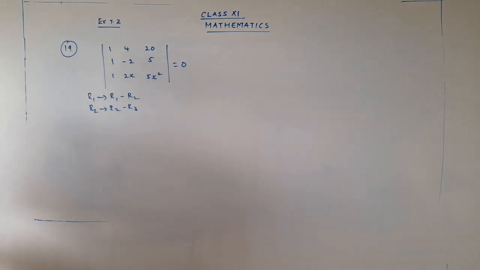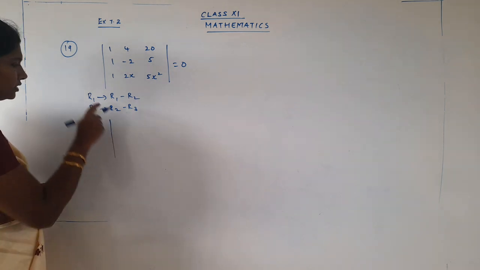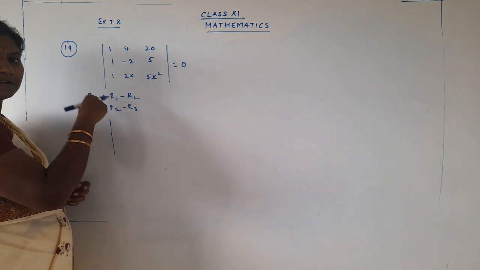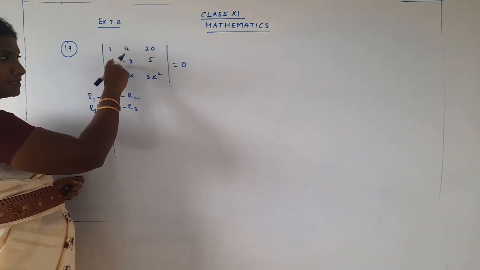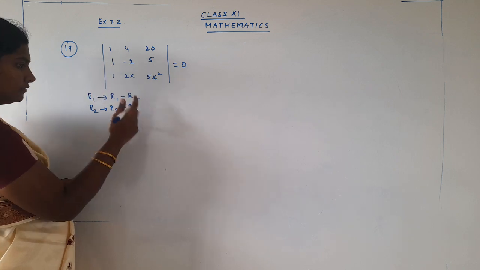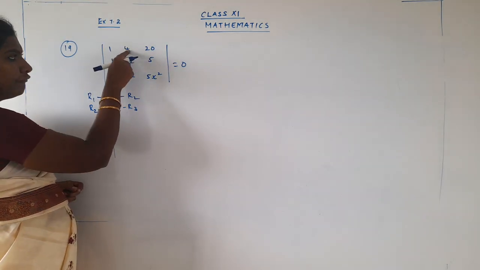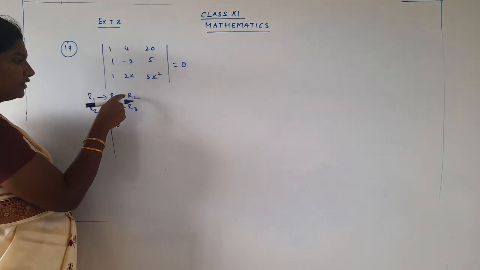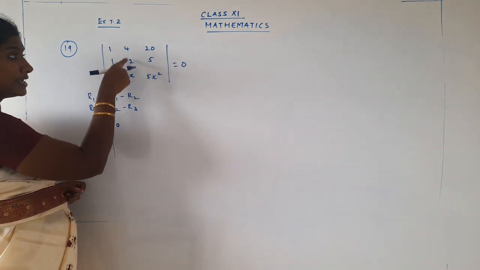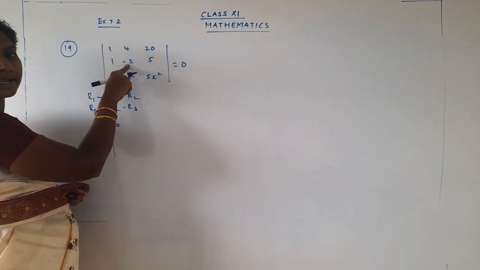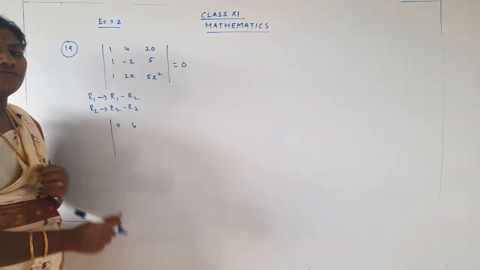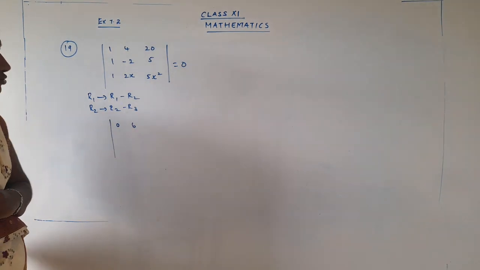Okay, now let's see how the change occurs. R1 is going to change as R1 minus R2. So take the corresponding elements. 1 minus 1 will give you 0. Then 4 minus of minus 2. We have to subtract, so here already minus sign is there. So 4 minus of minus 2 will give you 6.